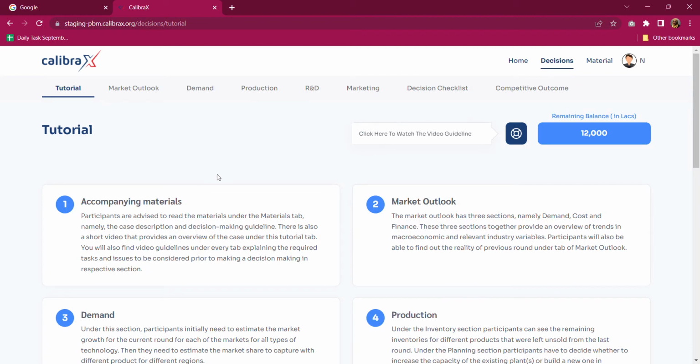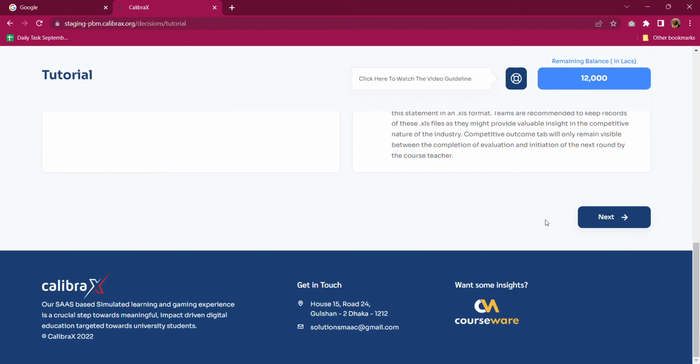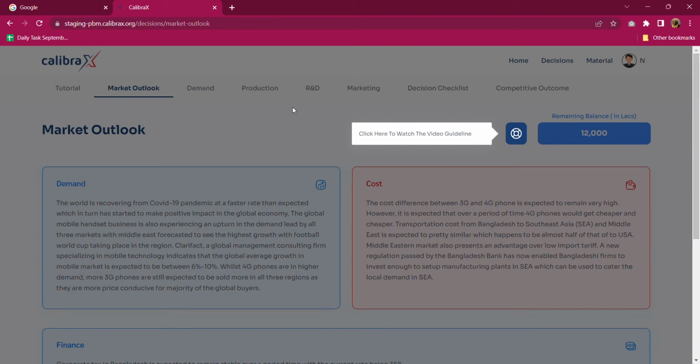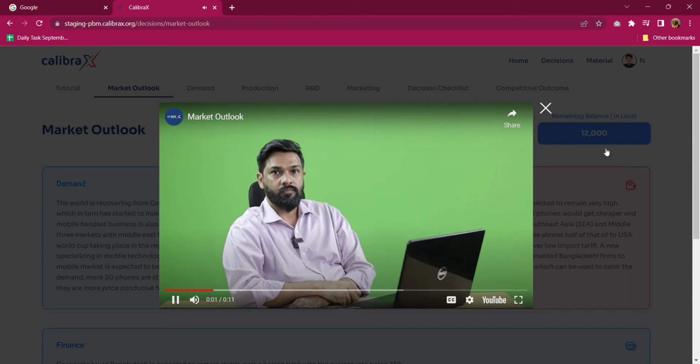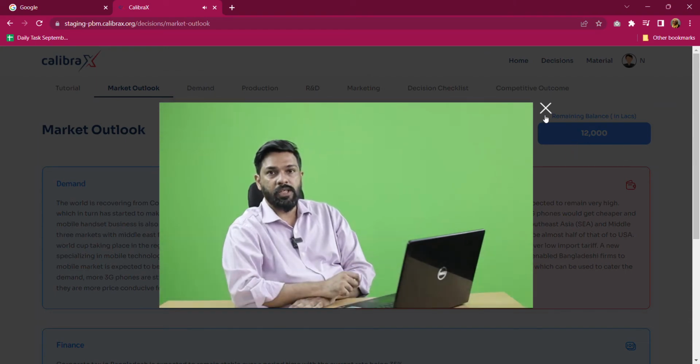Coming back to the tutorial tab, we have to click the next button. Here also we can see there is a video which is indicating this module's description. We can watch the video and read about market growth.